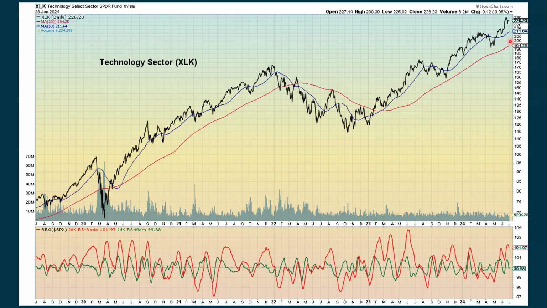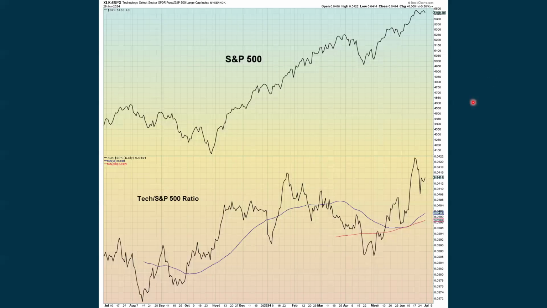So if we see more weakness in this area, that could really drag things down for the indexes. And we're still looking good here when we do a ratio between tech and the S&P 500, even though it has been pulling back as of late.